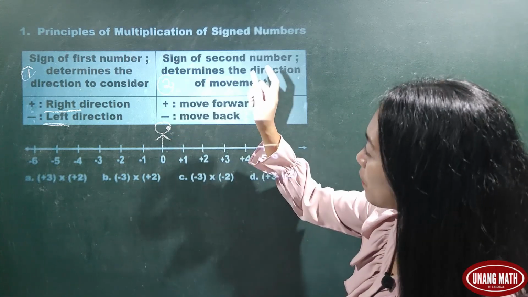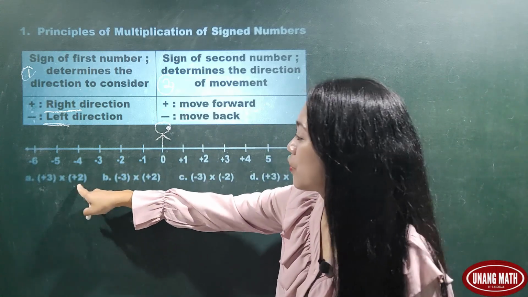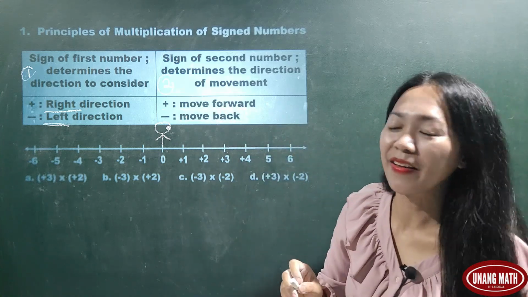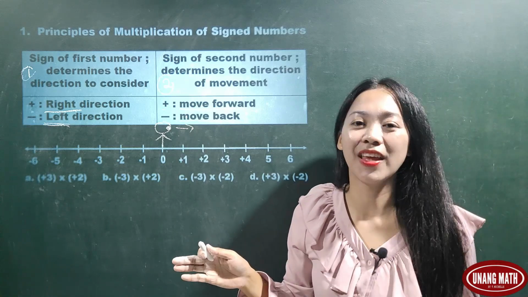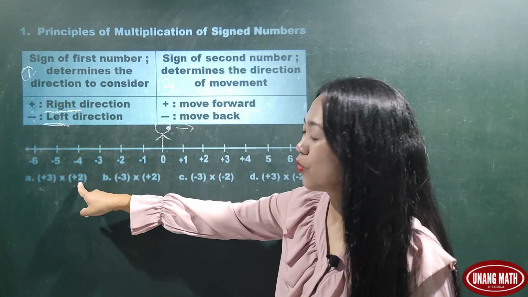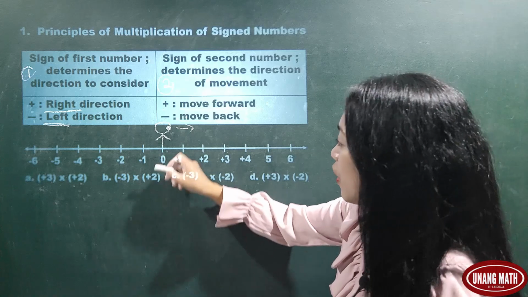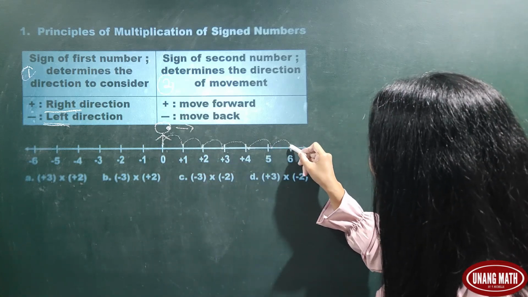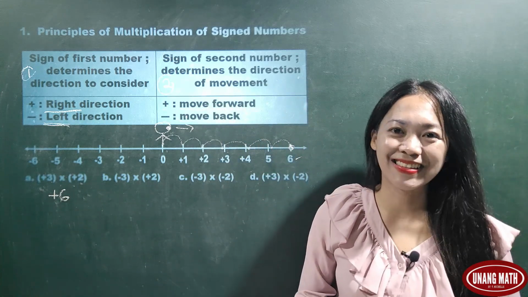Okay, now, what is the sign of the second number? This is positive 2. So that means we need to move forward. So from here, we need to move forward. The question is, how many times? 3 times 2, 6. So we need to move forward 6 times. So from 0, 1, 2, 3, 4, 5, 6. So the answer is positive 6.